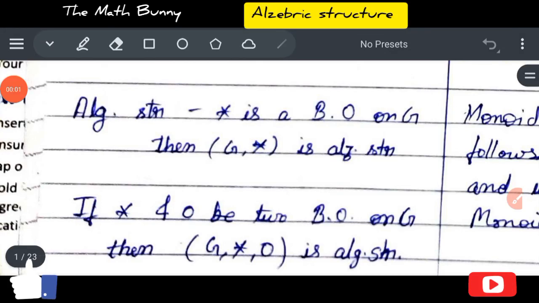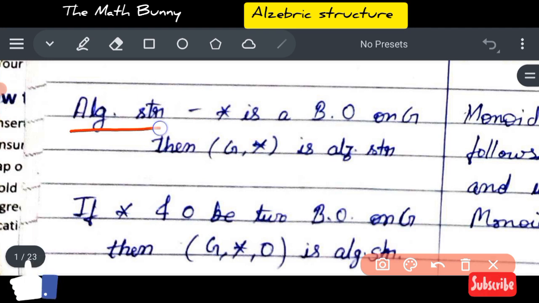Hello viewers, in this video we will learn what is algebraic structure. This is the most important topic in abstract algebra or modern algebra. But first, in order to understand this concept, you will have to get introduced to what is binary operation. In the previous video, I have already made you understand what is binary operation.